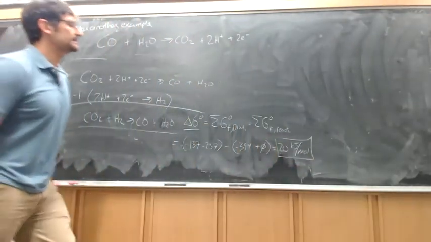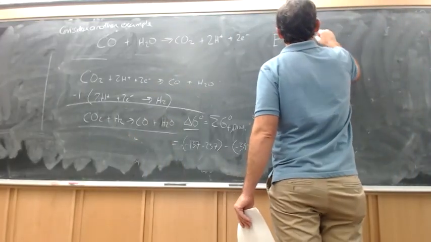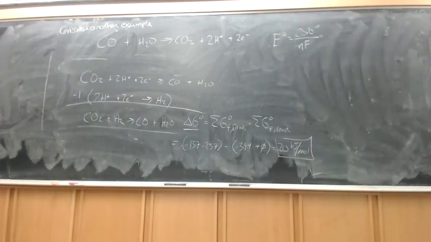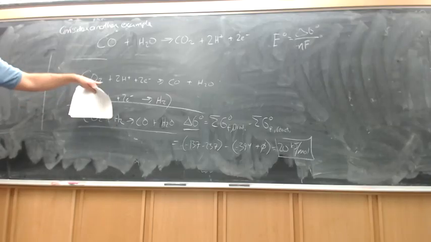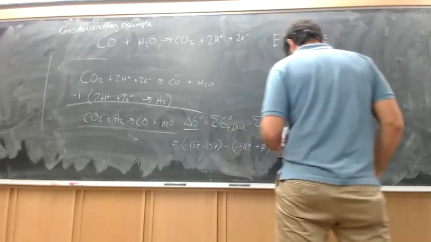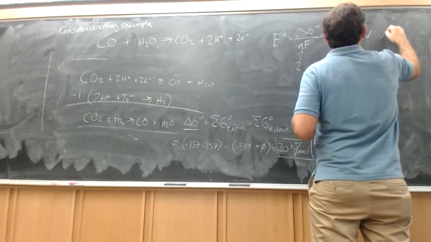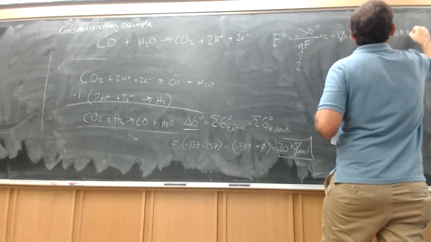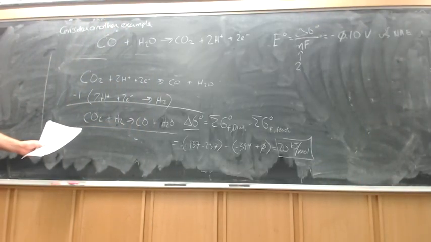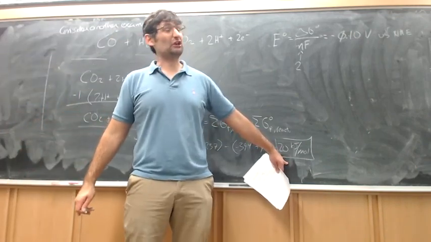Now, how do I go from this to an E naught for this reaction? It's delta G naught over negative NF. And what's N here? 2, because I have 2 protons, 2 electrons. This is a 2 electron reduction of CO2. And so this ends up equaling negative 0.10 volts versus NHE. So, can hydrogen spontaneously reduce CO2? No. You can see that here. Delta G is positive, but it's not very positive. They're pretty close to each other actually.